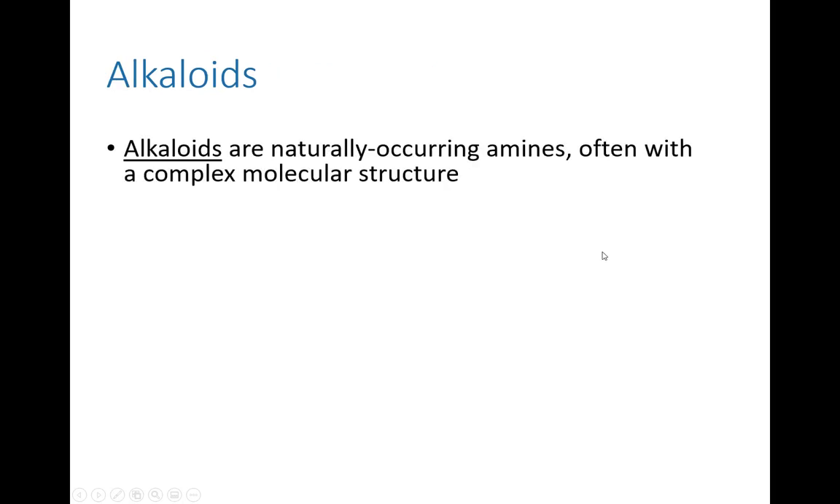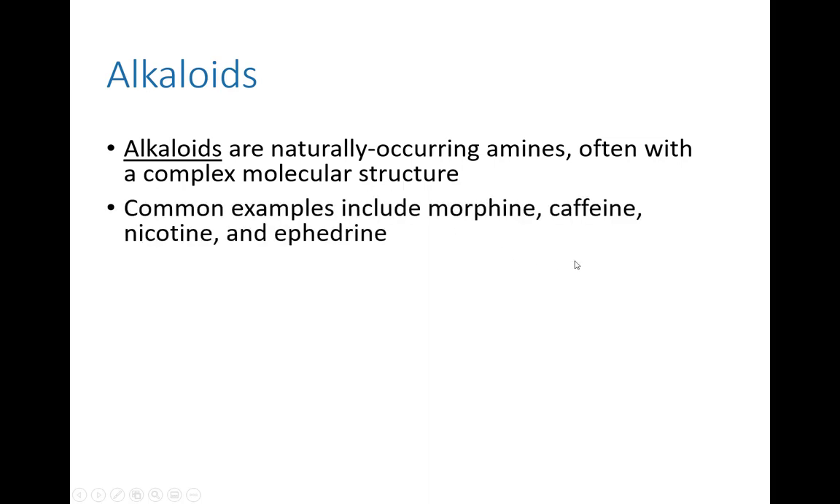Nature is rich in amines, and many of these amines have very important physiological properties. We call these complex, naturally occurring amines alkaloids. Alkaloid or alkali means basic, and we know that amines are basic, so that's where the term is derived from. To give some examples of some of the more famous alkaloids, we know the painkiller morphine is an alkaloid. Caffeine, which is a stimulant, along with ephedrine, and nicotine, which of course is found in tobacco.